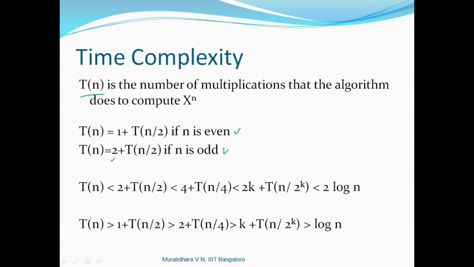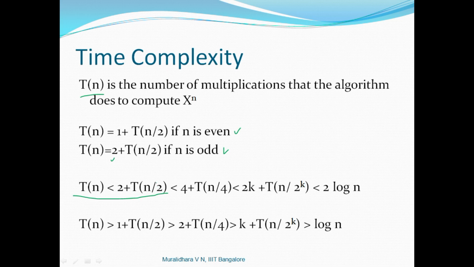You can use this to get both lower bound and upper bound for T of n. So if you consider the worst case, T of n will anyway be either 1 plus T of n by 2 or 2 plus T of n by 2. So T of n will in any case be smaller than or equal to 2 plus T of n by 2.